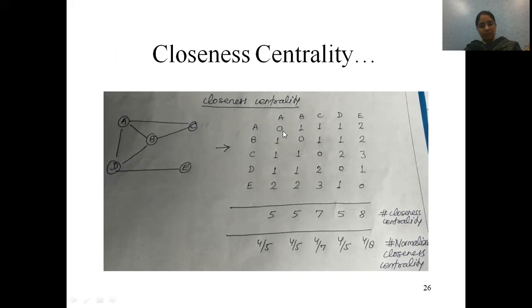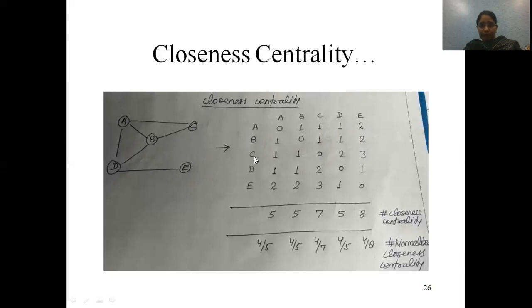So A to A means 0. There is no self loop. B to B 0. In the same way we write C to C 0, D to D 0, and E to E 0. Between A and B, there exists a connection, so we write 1. In the same way, we complete this table. A to D 1. A to E, no direct path. So the path will be A to D, D to E. That is why we write here 2.